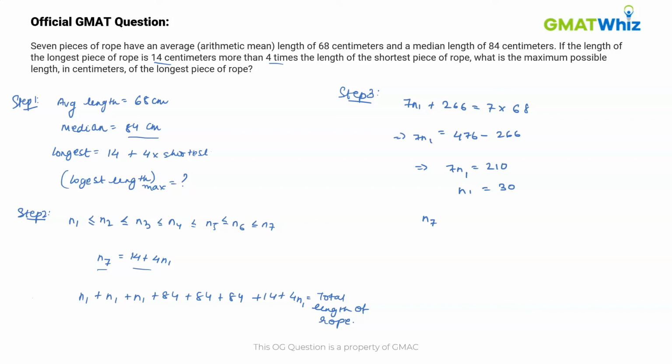So the maximum possible length of the longest rope is equal to 4 times n1 plus 14. This is equal to 4 times 30 plus 14, which gives us 120 plus 14, which equals 134, which is our option D.